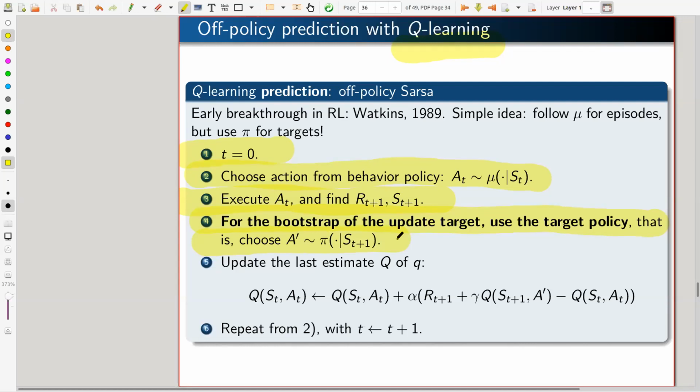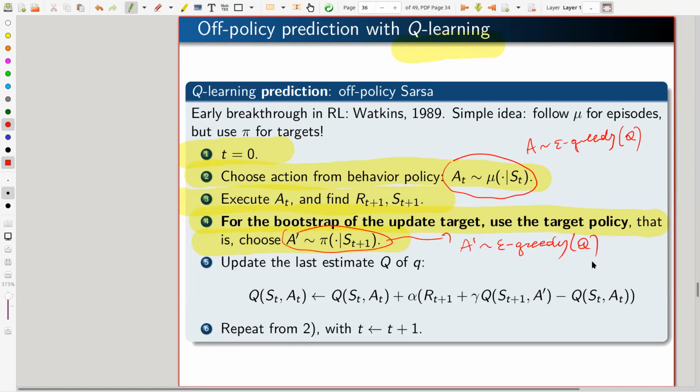That is, choose the action with the other policy. So you see, if you compare with the previous algorithm, Sarsa, there I was saying choose A prime from epsilon greedy Q. From the same Q, I mean. This was the same choice of the action. Now I'm allowing the algorithm to choose part of the target with another policy that can be greedy, for instance.